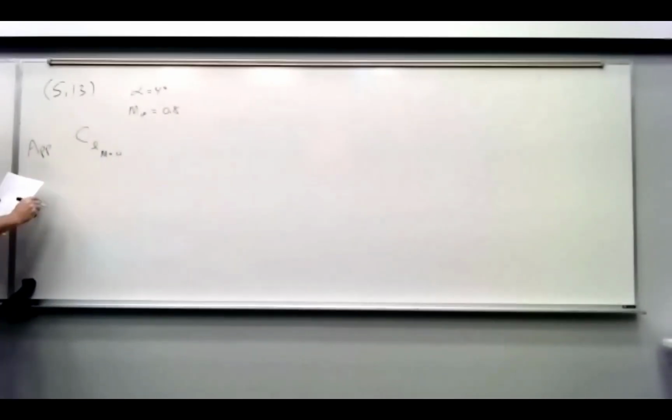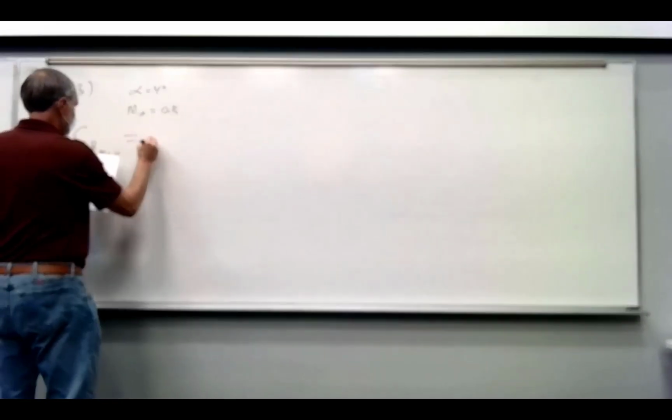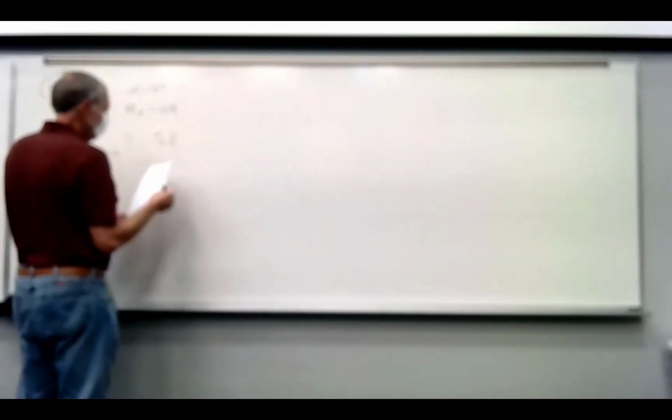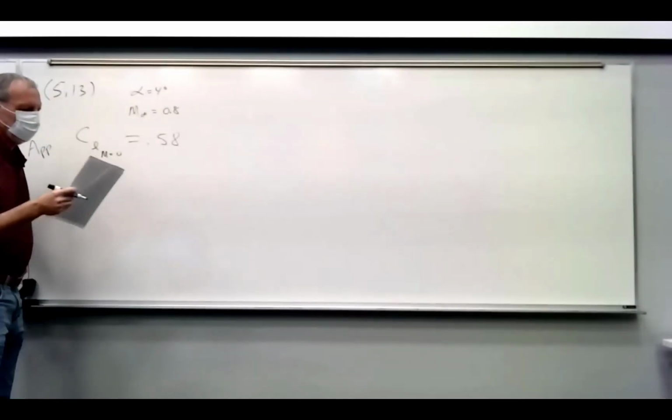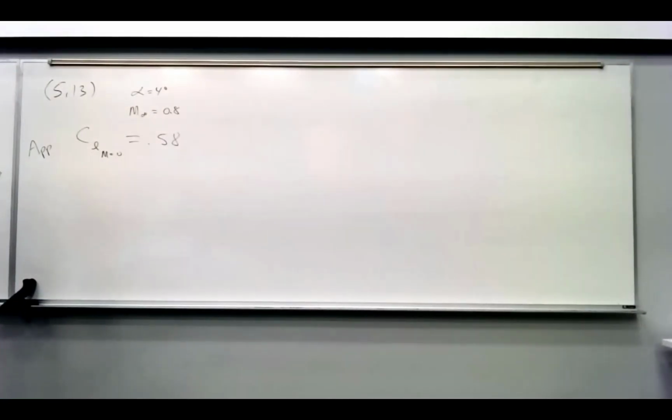So we can look up the value of CL for 0 Mach number from the appendix. But then we have to use the formula to convert it to a value for Mach 0.8. So from the appendix at 4 degrees, I got about 0.58. Should be close to what you're getting.